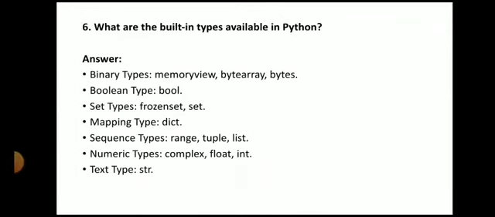Next question, what are the built-in data types available in Python? So the answer is, there are different built-in data types like binary, boolean, set, mapping, sequence, numeric, text. So in binary we have memoryview, bytearray, bytes. In boolean type we have the bool function. In set type we have frozenset and set. In mapping type we have dictionary. In sequence type we have range, tuple, list. In numeric type we have complex, float, integer. And in text type we have string.